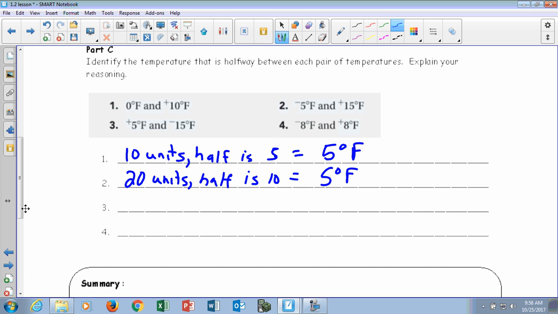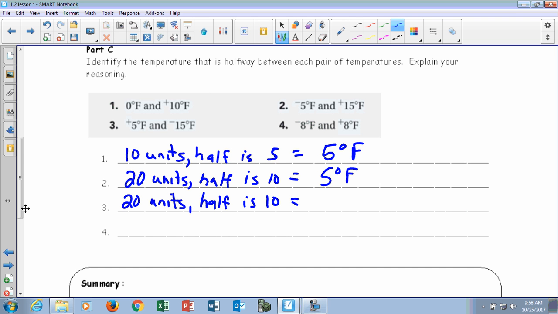Now, number 3 is just kind of the same thing, but they just changed the negative signs, right? So from 5 to negative 15 is how many units? It's 20 again. And then half of 20 we know is 10. So if I go down, because we're going from 5 to negative 15 is decreasing, right? So I could go down 10 units from 5 or up 10 units from negative 15. What's our halfway point? Not 5.